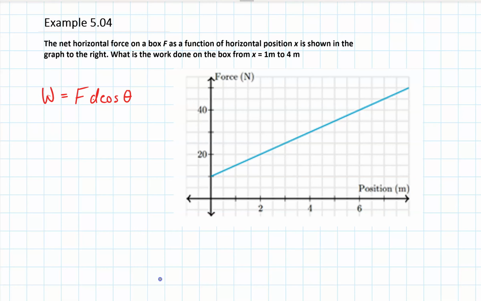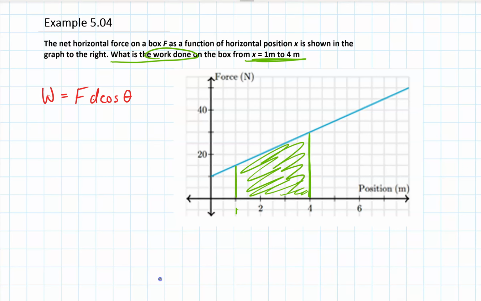So the question says, what is the work done from 1 to 4 meters? So right away at 1 meter, I want to draw a line down from my graph. And then at 4 meters, I want to draw a line down from my graph. And my goal now is, because I'm finding the area, because these two things are multiplied together, I just need to find the area under my curve on my graph. All right, so that is that whole area right in there.